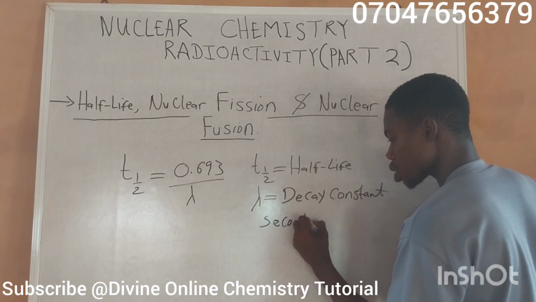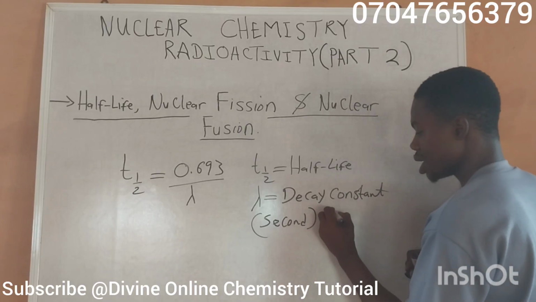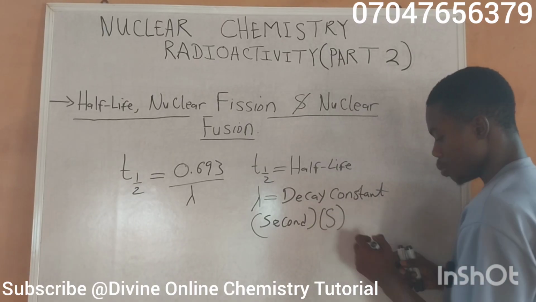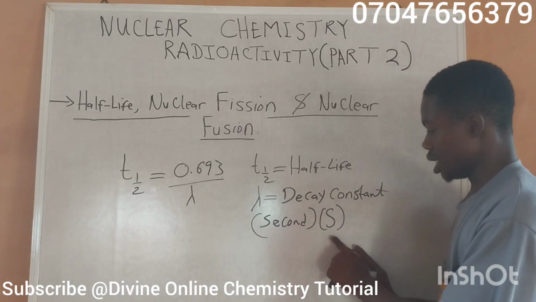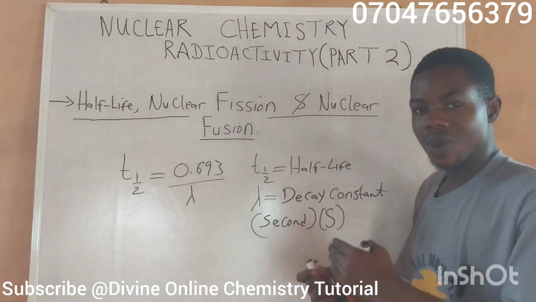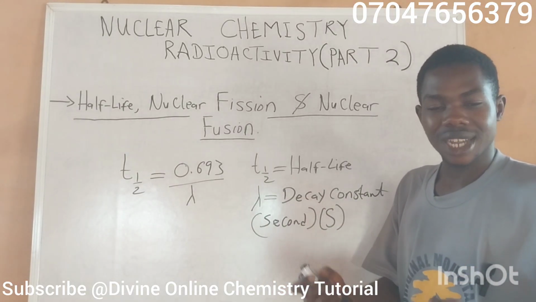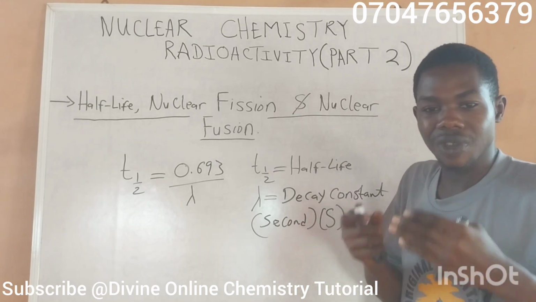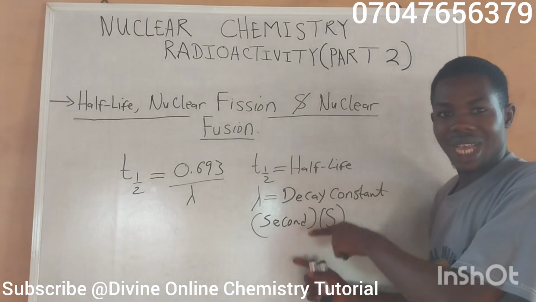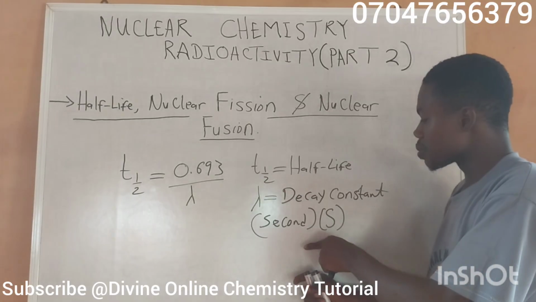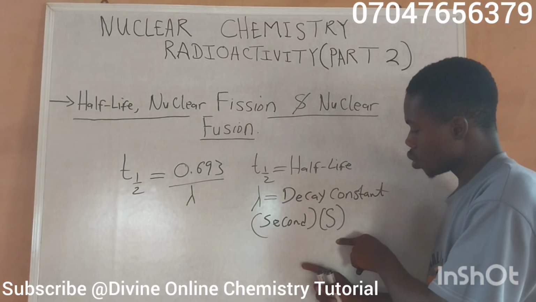Seconds. So the SI unit of half-life is seconds. You can also write it like this. Please take note that the SI unit of half-life is seconds. They can also give you a half-life in days, weeks, or years. But take note that the actual SI unit for half-life is seconds. So please take note of this.